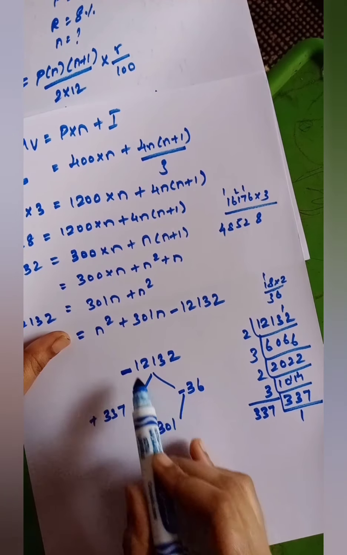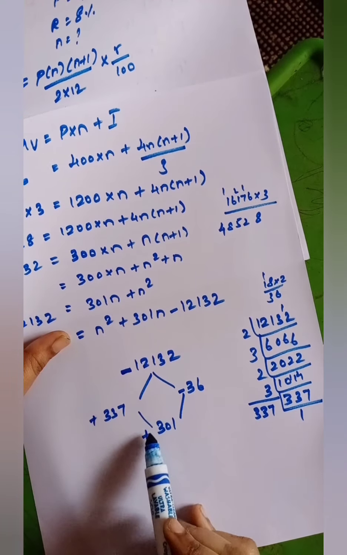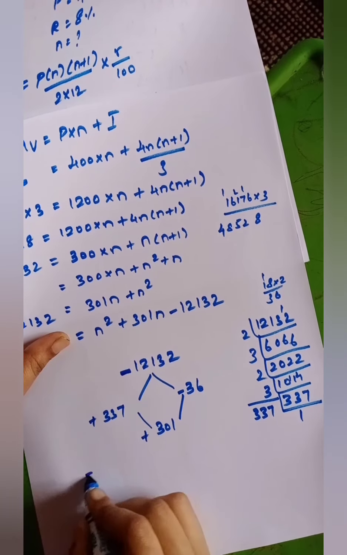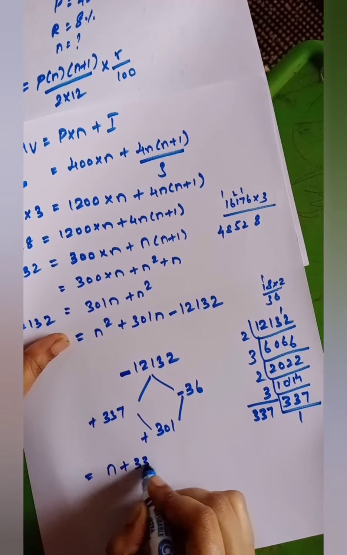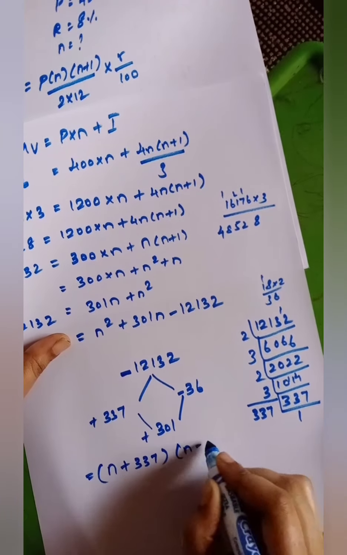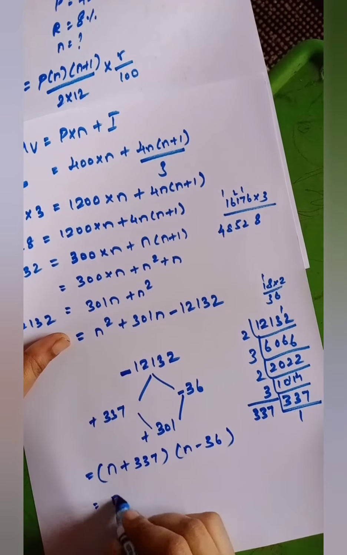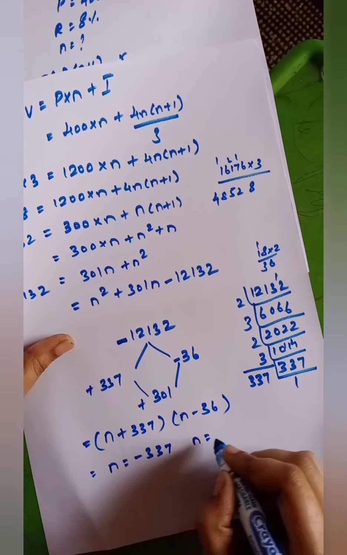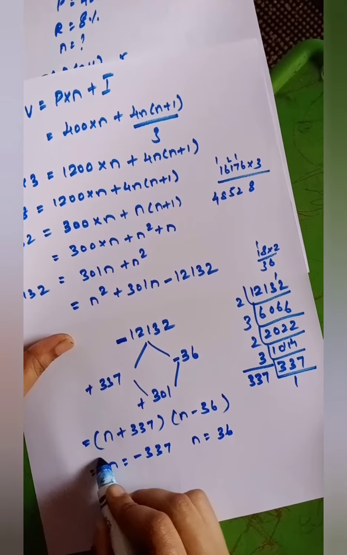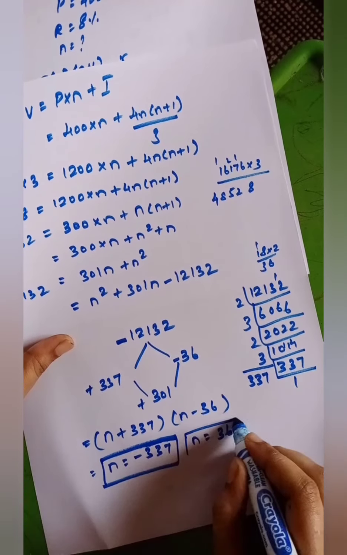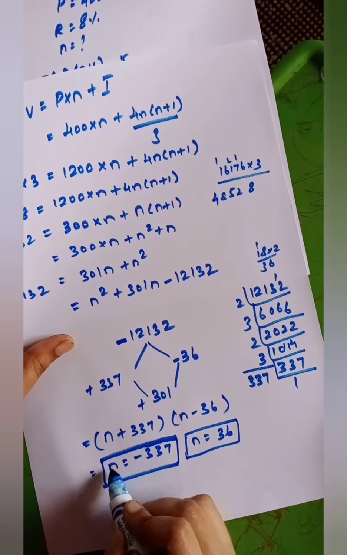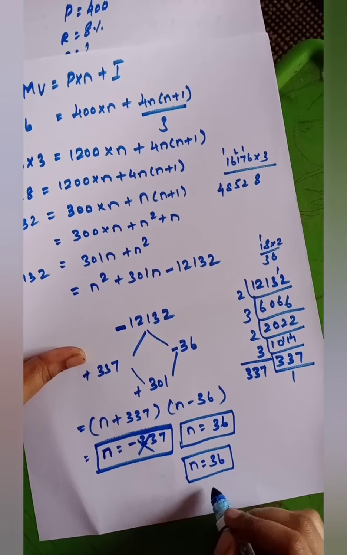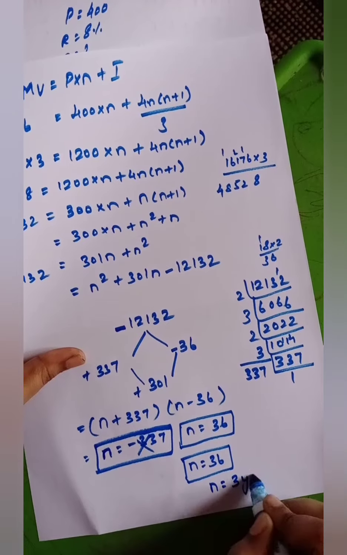See, plus into minus equal to minus, and if you add these two numbers you will get the answer plus 301. Now (n plus 337)(n minus 36). Therefore n equal to minus 337 and n equal to plus 36. We got the two answers. Always the month will never be in the negative form. n equal to 36, that is n equal to 3 years.